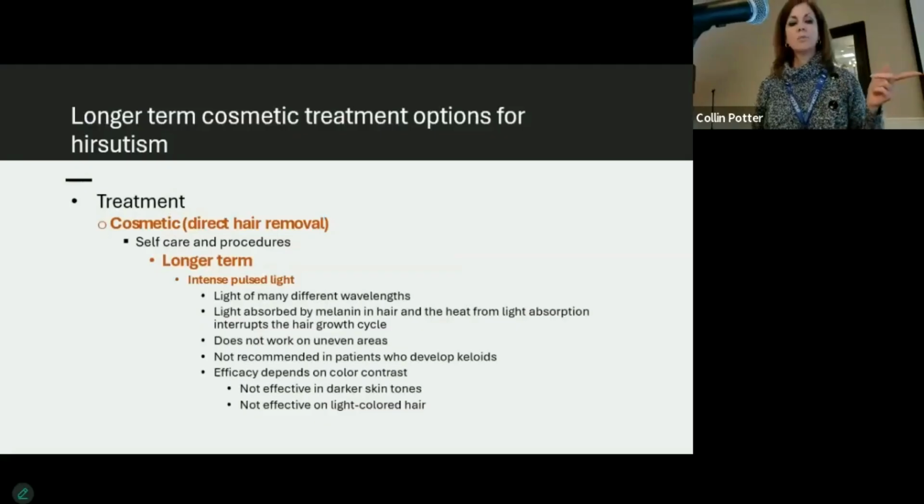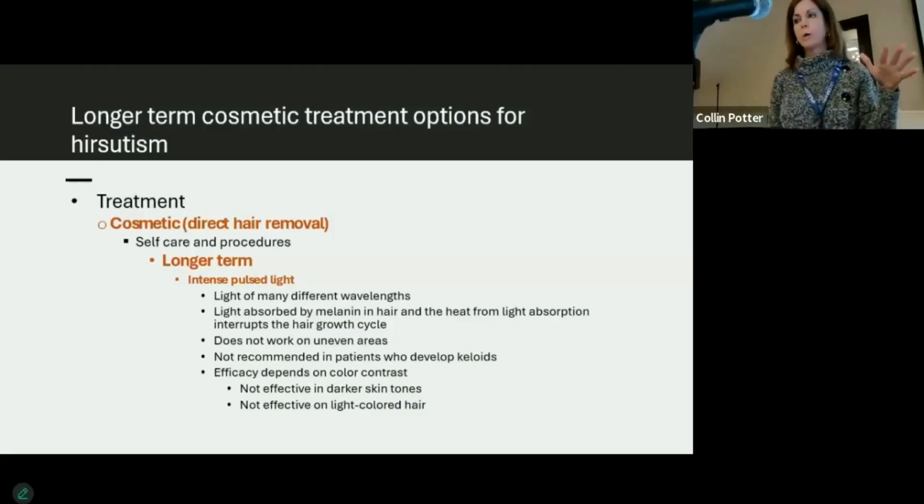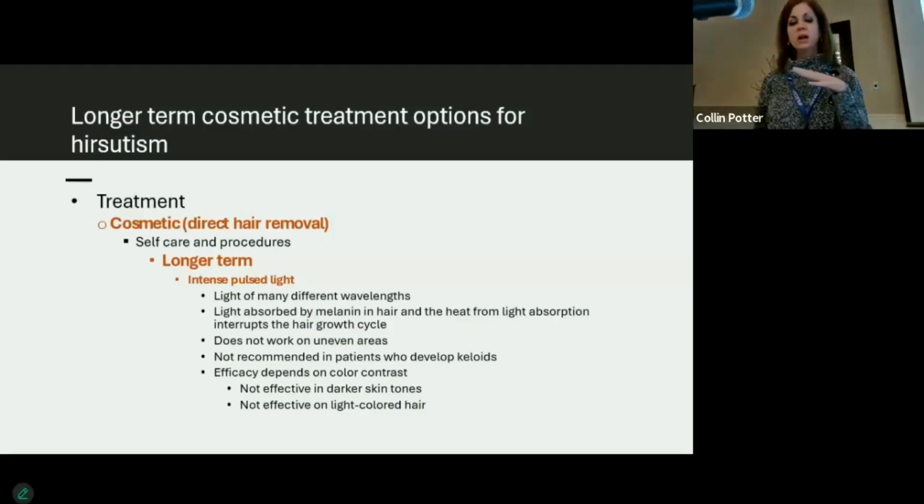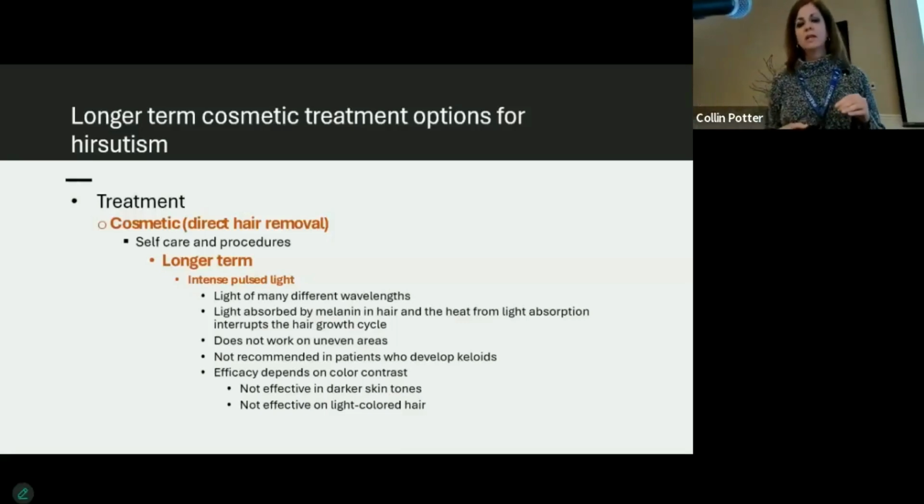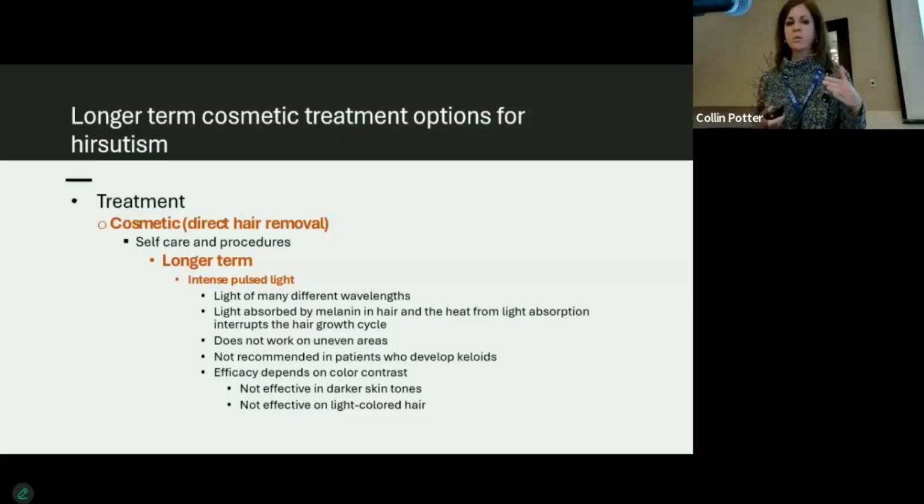So to look at it, this intense pulse light, as it says here, is light that has many wavelengths, and it is absorbed by the melanin in the hair, and the heat from the light interrupts that hair growth cycle. So it's not going to work on uneven areas, and it's not recommended for patients who develop keloids. That would be very important in your history taking, because if patients ask you, you may not be the one doing this kind of therapy, but if they ask what you know about it, you would want to ask those things. And it does depend on the color contrast as well.